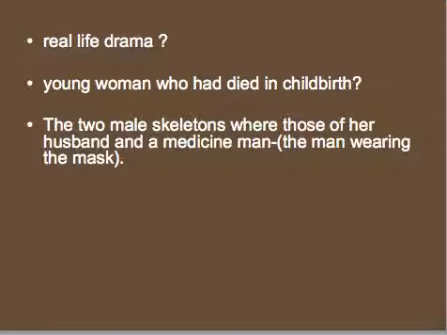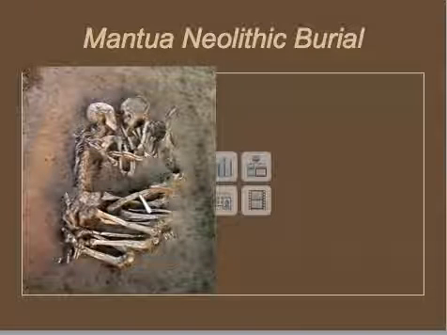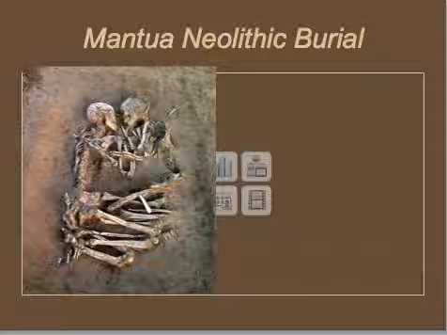Some people think maybe it was sort of a love triangle gone wrong. Other people think maybe this was a woman who died in childbirth, and the shaman and the husband were killed with her. This one made the press a while ago when it was found in Italy. It's called the Romeo and Juliet of the ancient world, right? It's a man and woman in an embrace, buried together.